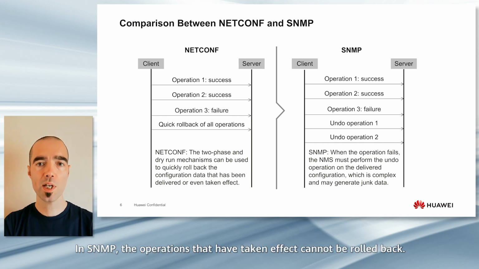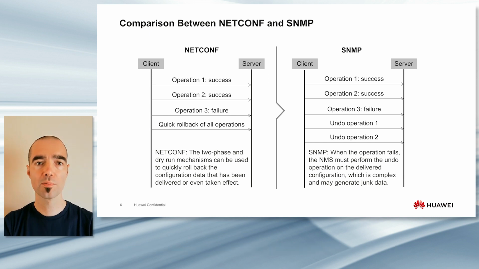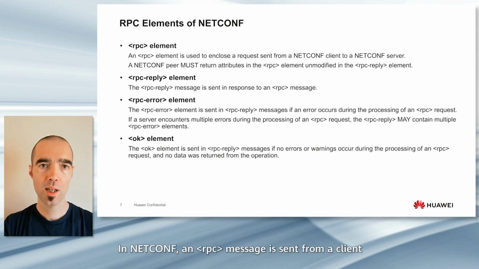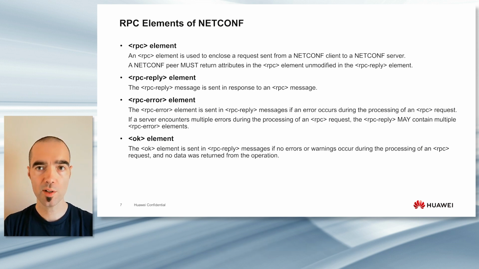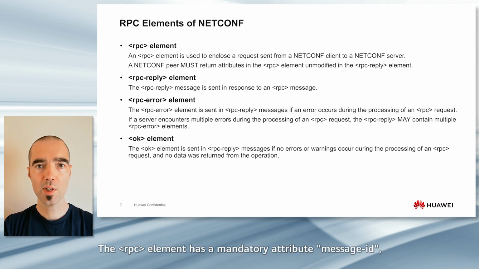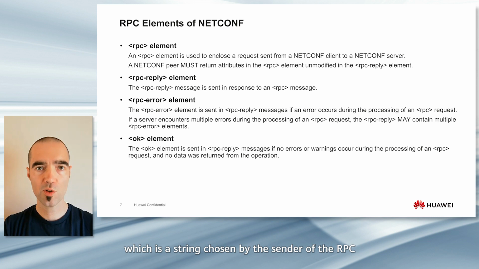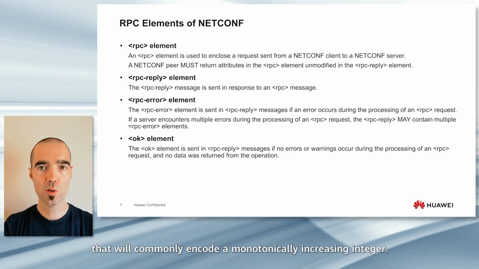In SNMP, the operations that have taken effect cannot be rolled back. In Netconf, an RPC message is sent from a client to request a server to perform a specific operation. The RPC element has a mandatory attribute message ID, which is a string chosen by the sender of the RPC that will commonly encode a monotonically increasing integer.